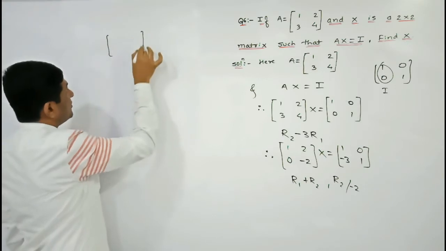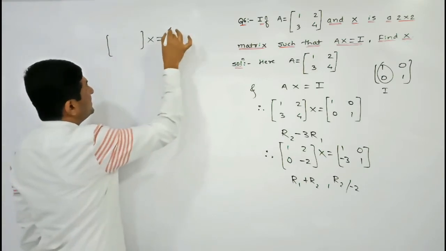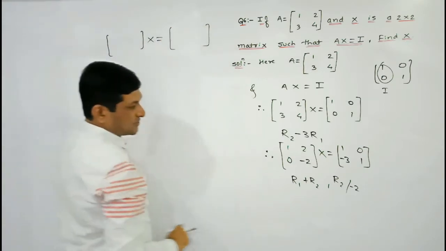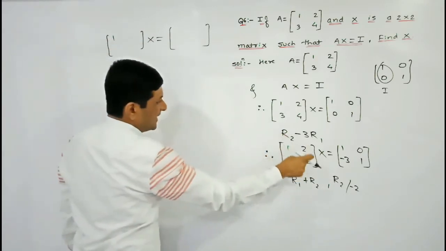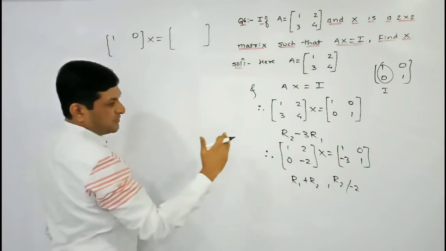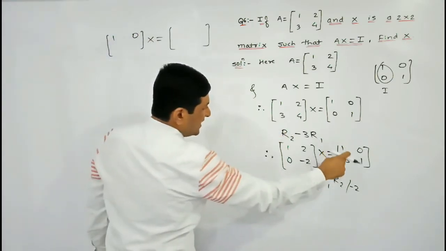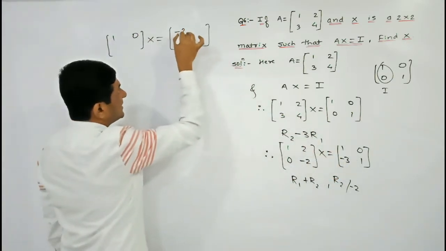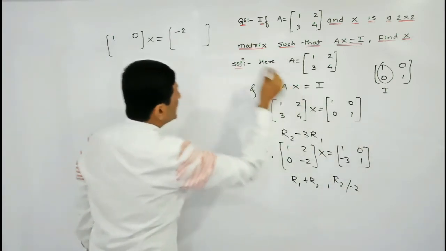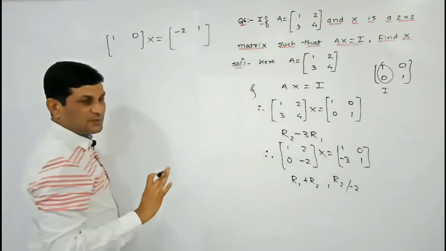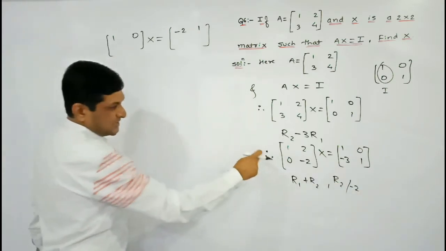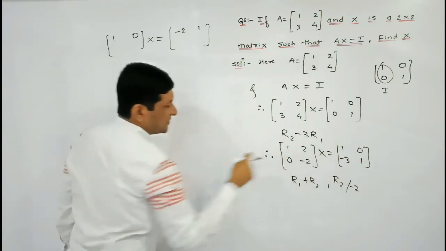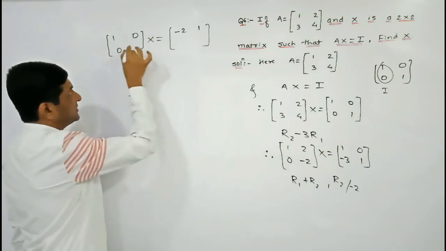So the first operation is on the elements of R1. R1 plus R2, 1 plus 0 is 1, and plus 2 minus 2 will become 0. Perform the same operation on this side. 1 plus minus 3 will be minus 2, and 0 plus 1 will be equal to 1. Now we are dividing the elements of R2 by minus 2. These are the elements of R2, divide them by minus 2. So here we will get 0, here we will get 1.